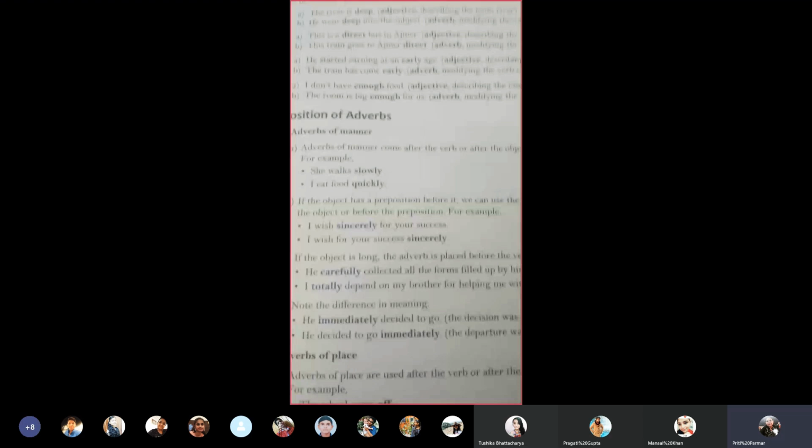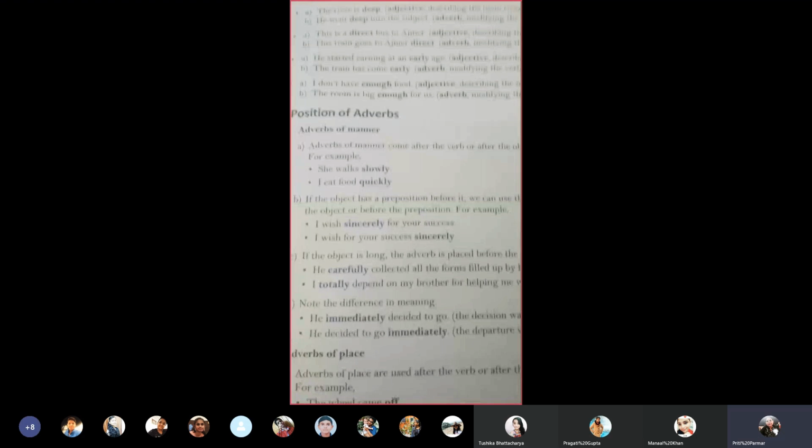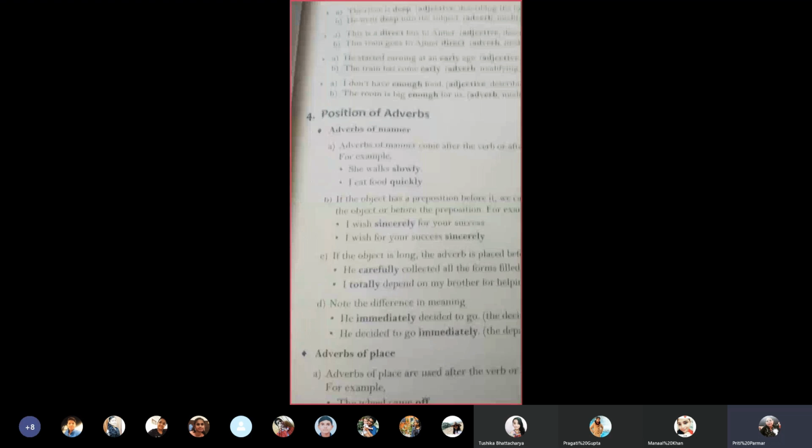उसने decide किया कि उसे तुरंत जाना है. Here the departure is immediate. Decision is not immediate. एक था कि उसने सोचा कि तुरंत सोचा कि मुझे जाना है. एक उसने सोचा कि मुझे तुरंत जाना है. You get it in Hindi? So these are the few ways in which the position of adverb is done in adverb of manner.